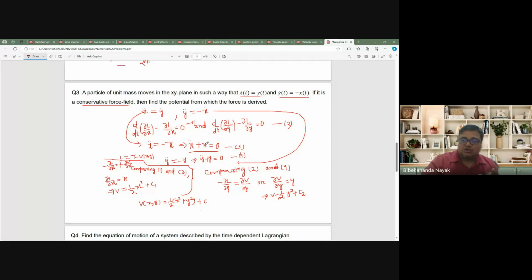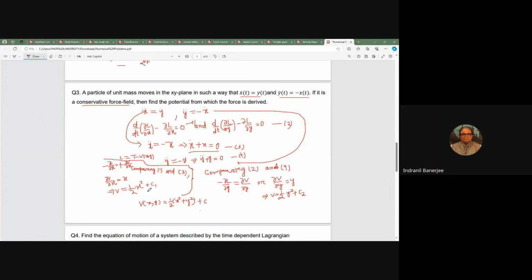But the equation of motion satisfies the Lagrange equation, with L equal to T minus V. So del L by del x here is x, meaning dV by dx is equal to x. So what is V? Integrate: half x square. Similarly, half y square. The total is this.